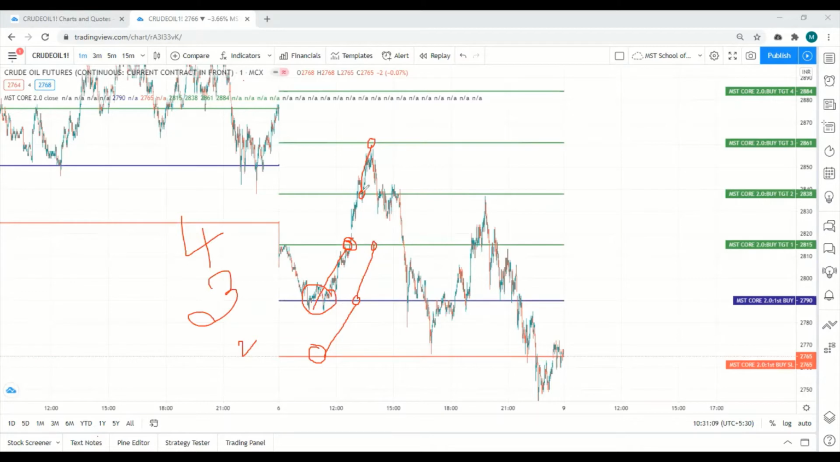Now you have booked 3 lots, right? If the market is coming down and SL is hit, already you have got profit for 2 lots. Is it clear?